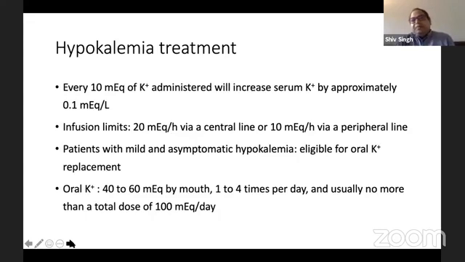But if you are using a peripheral line, then dilute solutions are used, and it's better to only use 10 milliequivalents per hour through the peripheral line, because we all know that potassium is very irritant, so thrombophlebitis is very common. Now, if the patient has only got mild and asymptomatic hypokalemia, then oral potassium can also be replaced. Oral potassium is usually 40 to 60 milliequivalents per mouth, 1 to 4 times per day, and usually no more than a total dose of 100 milliequivalents per day should be given orally.